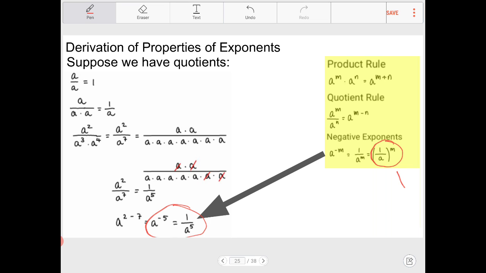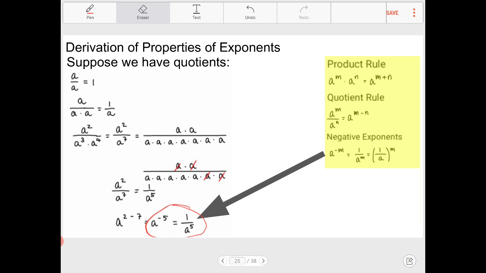And this last step here is not as transparent at the moment, but just bear with me. These three things are equivalent. So again, a negative exponent, I can rewrite it as the reciprocal of that base raised by that exponent, the positive version of it.